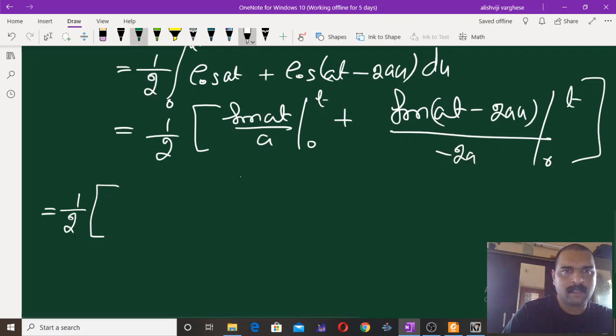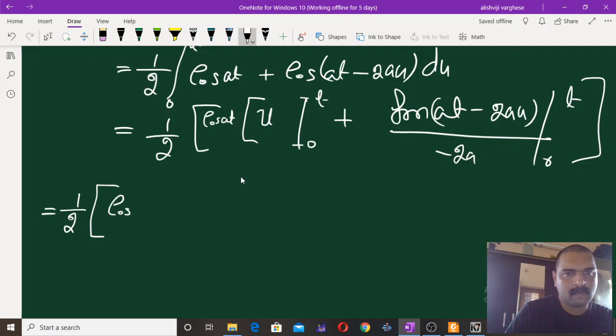So what we get here is not sin at, it is cos at. There is a constant as far as the variable of integration u is concerned, and the integral of du is u, with u between 0 and t. So this is equal to 1 by 2 into cos at into u between 0 and t. Upper bound is t, lower bound 0.